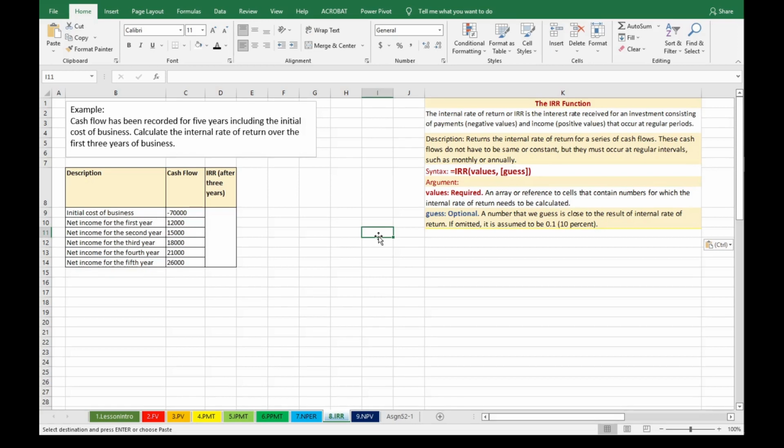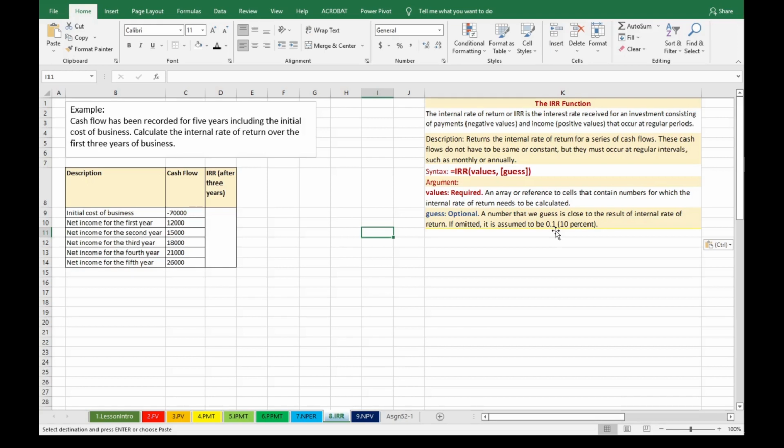These cash flows do not have to be constant or the same, but they must occur at regular intervals such as monthly or annually. The syntax for the IRR function has values, which is a required argument, and guess, which is an optional argument. So values is an array or reference to cells that contain numbers for which the internal rate of return needs to be calculated, and guess is optional. This is a number that we guess is close to the internal rate of return. If it is omitted, it is assumed to be 0.1, which is 10%.